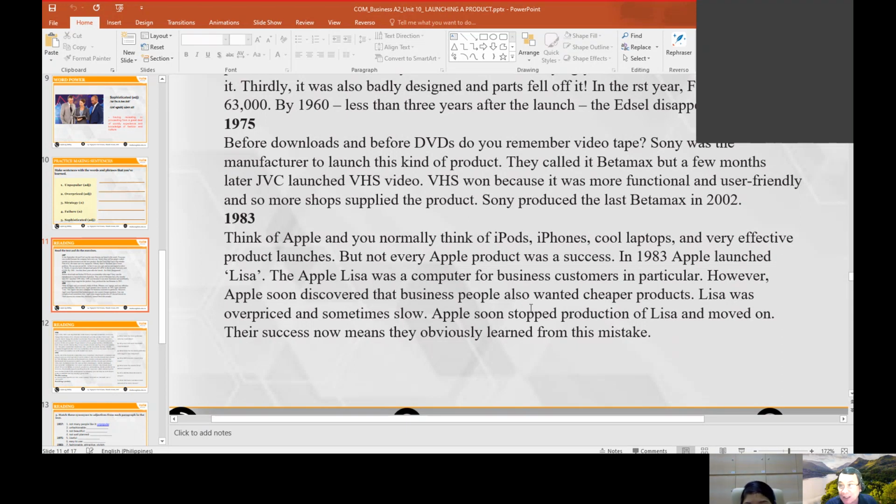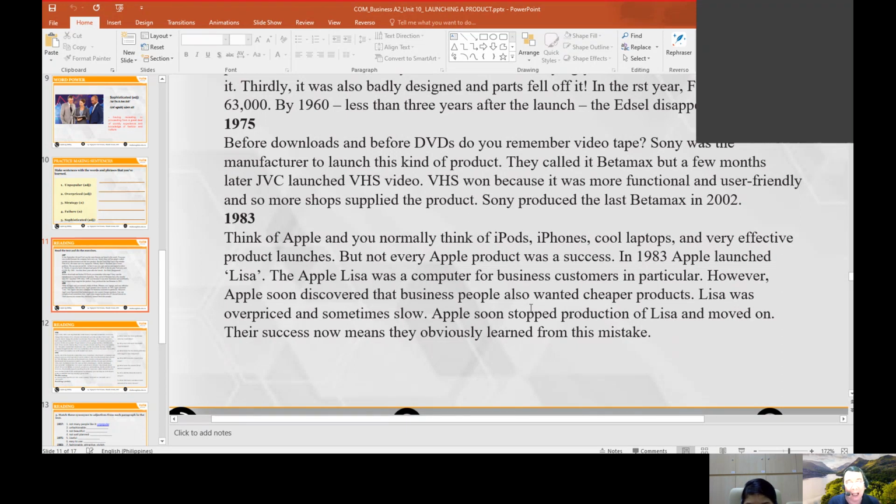However, Apple Lisa was soon discovered to be expensive, overpriced, because businessmen or business people wanted cheaper products. So therefore, Apple stopped the production of Lisa and moved on. Their success means that they obviously learned from their mistakes.